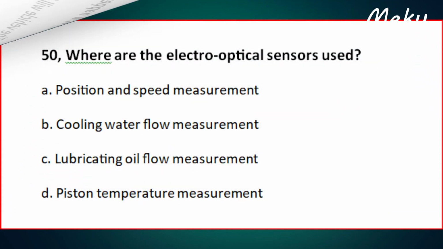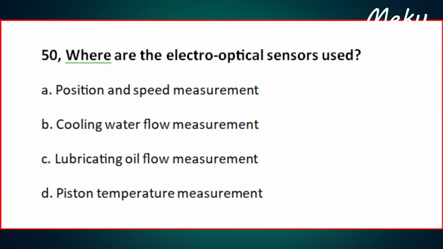50. Where are the electro-optical sensors used? A. Position and speed measurement. B. Cooling water flow measurement. C. Lubricating oil flow measurement. D. Piston temperature measurement.